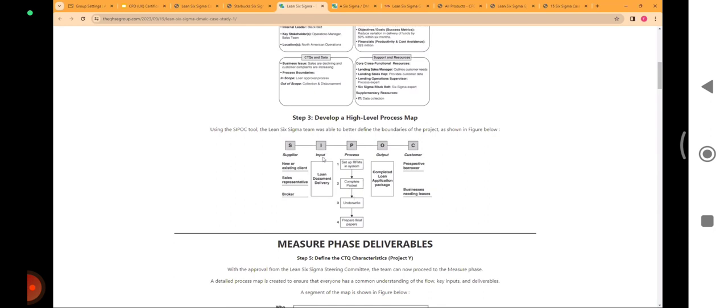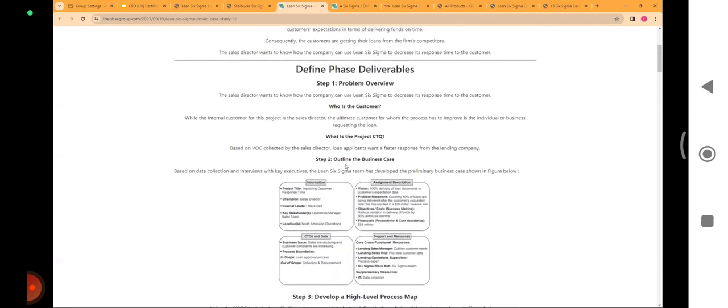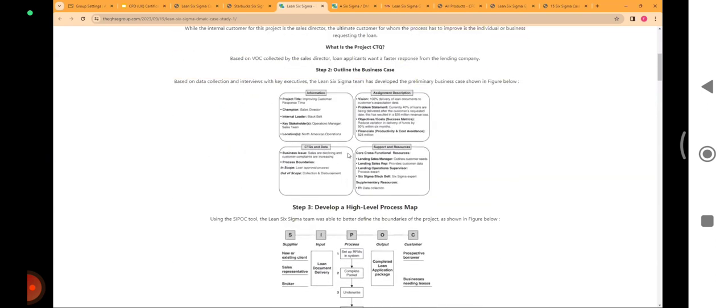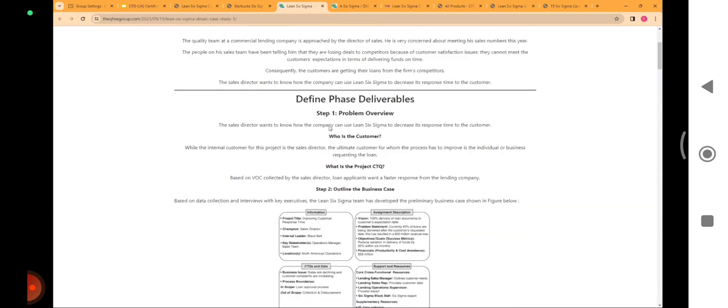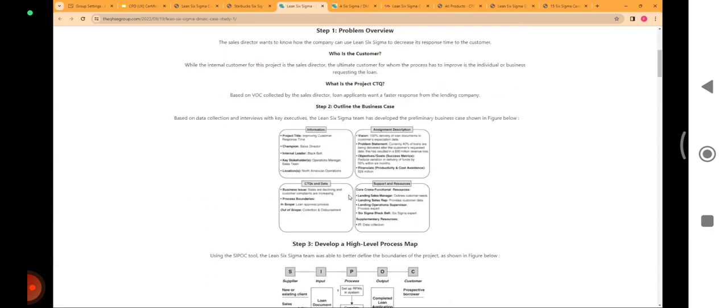What exactly are the inputs? It's a credit card or loan application form. Who is the supplier? The new client who needs funds, the sales representative, and the brokers who need the funds. So ladies and gentlemen, this is basically what you're expected to do in the define phase. One thing I want you to notice here is the simplicity and how straightforward this is. And this is basically what we expect you to do.